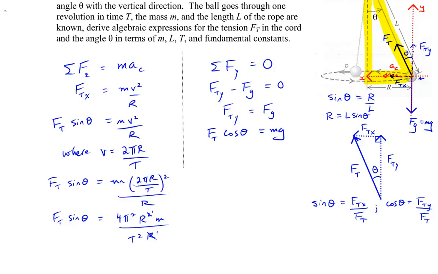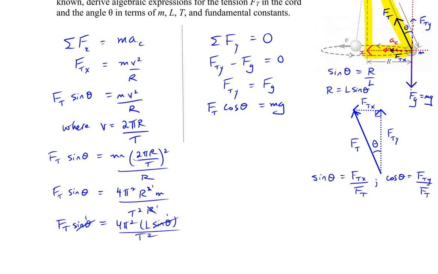All right, so we have FT times sine theta equals 4 pi squared, but then let's replace R with L sine theta. And then this all divided by the period squared. And whoa, look at that. We got a sine theta on both sides. Whoa, that's nice. They can cancel out.